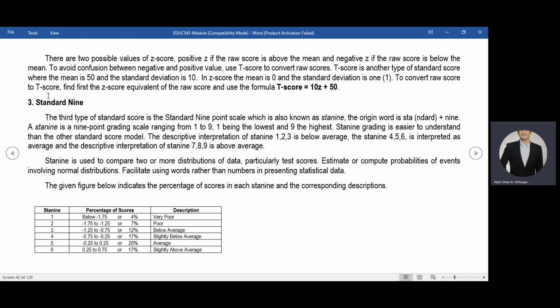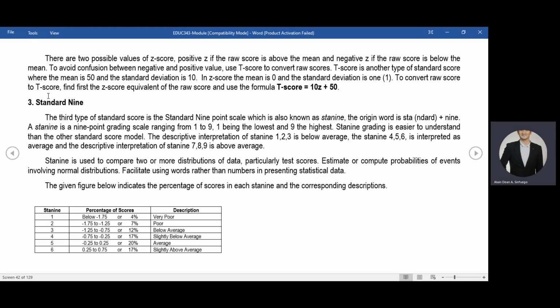Descriptive interpretation of stanine: 1, 2, 3 is below average. Stanine 4, 5, 6 is interpreted as average, and the descriptive interpretation of stanine 7, 8, 9 is above average. Stanine is used to compare two or more distributions of data, particularly test scores. Estimate or compute probabilities of events involving normal distributions.